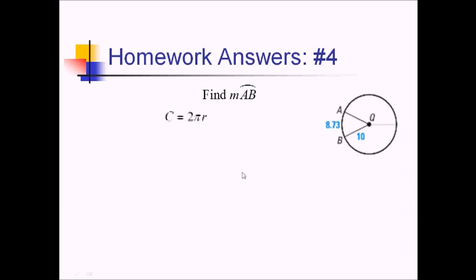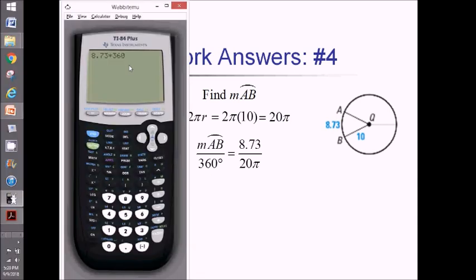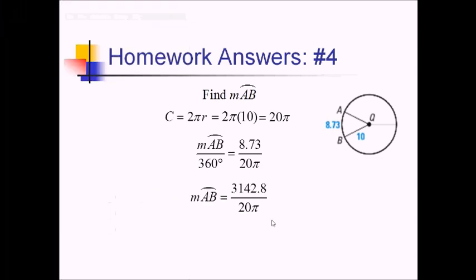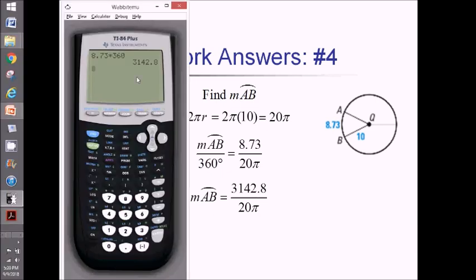So let's do 2 pi r for circumference, 2 pi times 10 then, so 20 pi. So we can say 8.73 over 20 pi equals the arc measure we're looking for over 360. All right, multiplying by 360 on both sides, we have 8.73 times 360 up here. That comes out to 3,142.8. We're now going to divide that by 20 pi. So I'll just do answer divided by 20 pi. Now when you do this, you have to be extra careful.